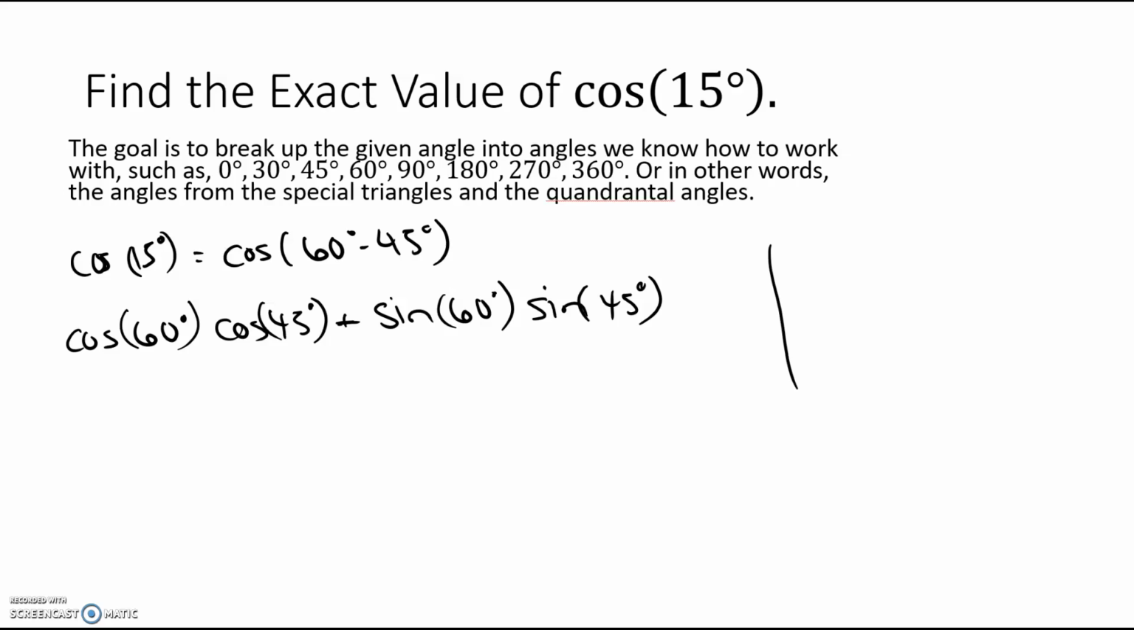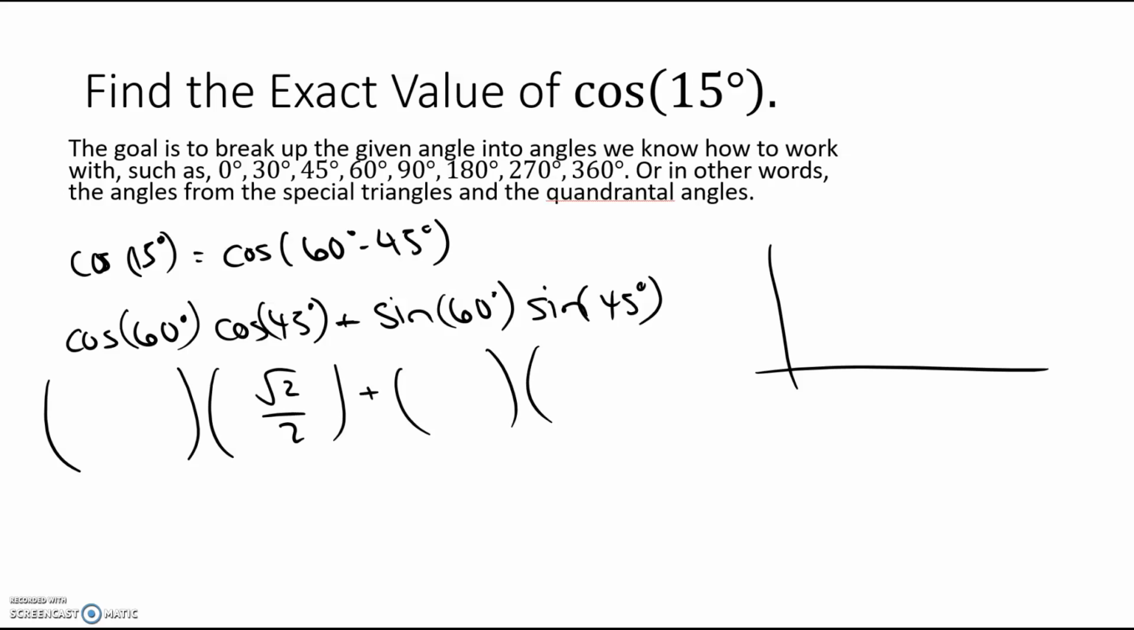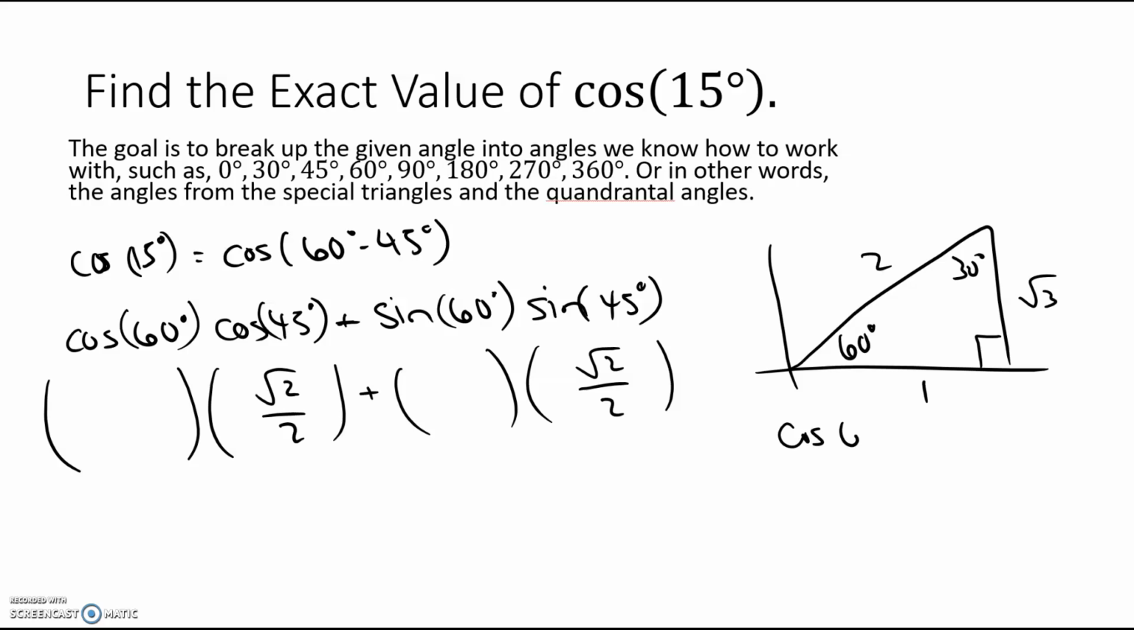Okay, so we already know what cosine of 45 is. We just found that: square root of 2 over 2. And we know what sine of 45 is: square root of 2 over 2. So let's look at 60. Cosine of 60, x over r, our x is 1 over 2. Sine of 60, y over r, is square root of 3 over 2.